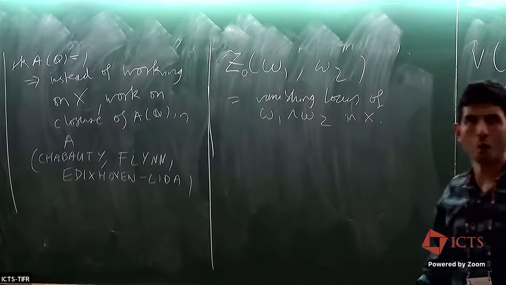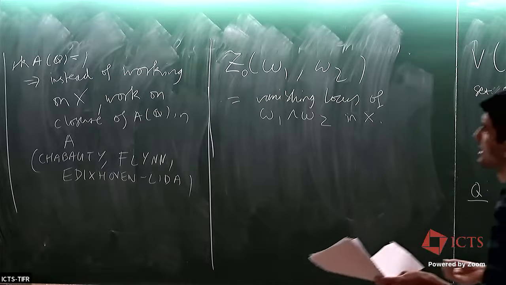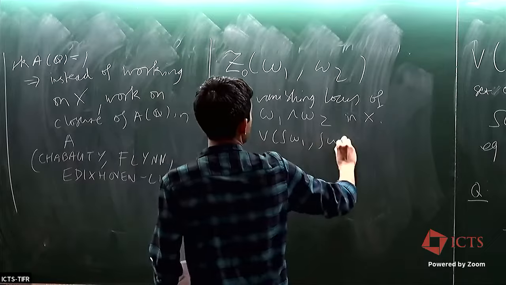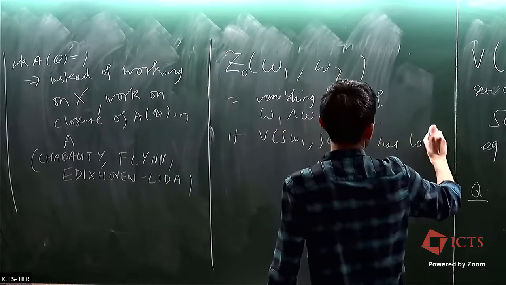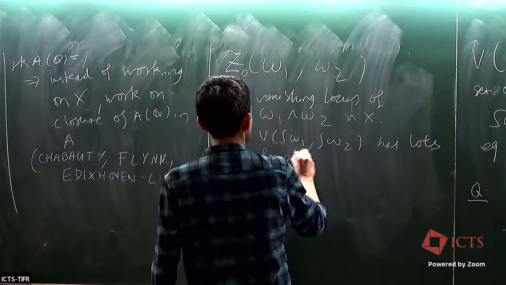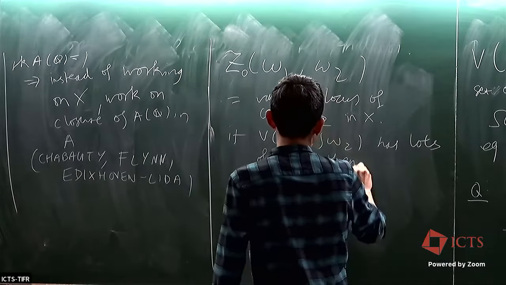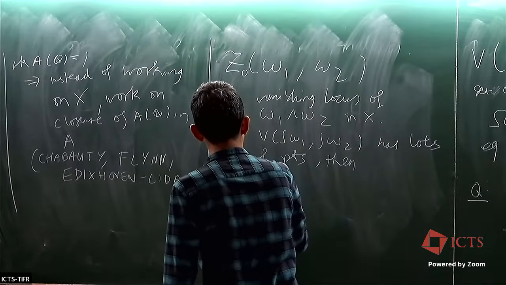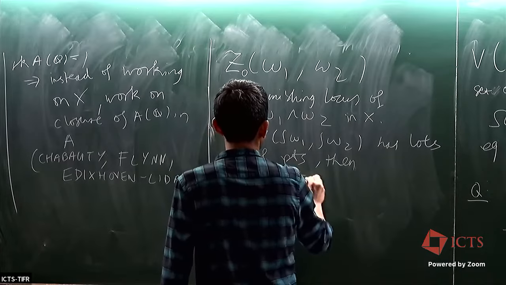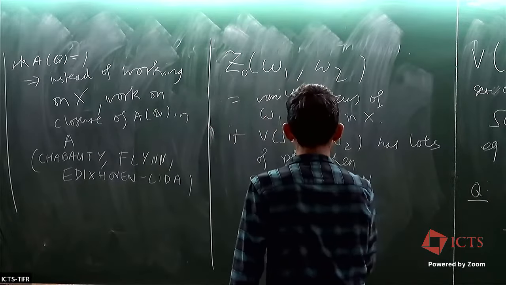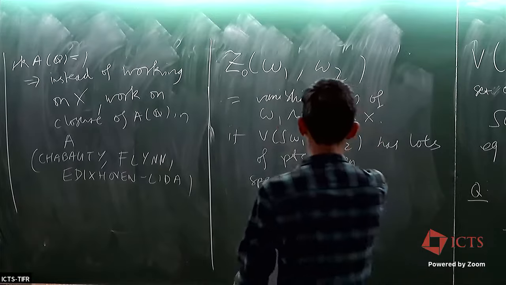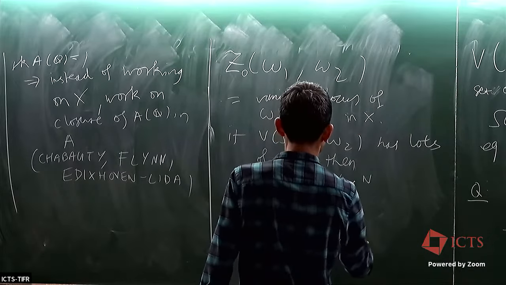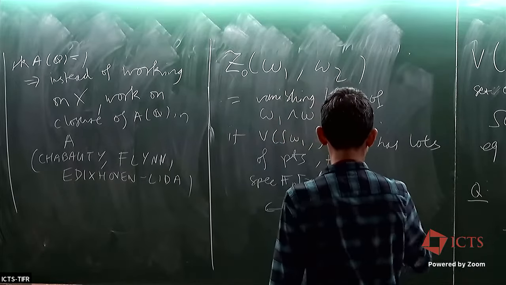And why do they do this? So basically, you can make the same argument I made before, that if B of omega 1, omega 2 has lots of points, then you get some kind of P of x modulo x to the n point of, or an Fp of x modulo x to the n point of this. So you get some version like this.